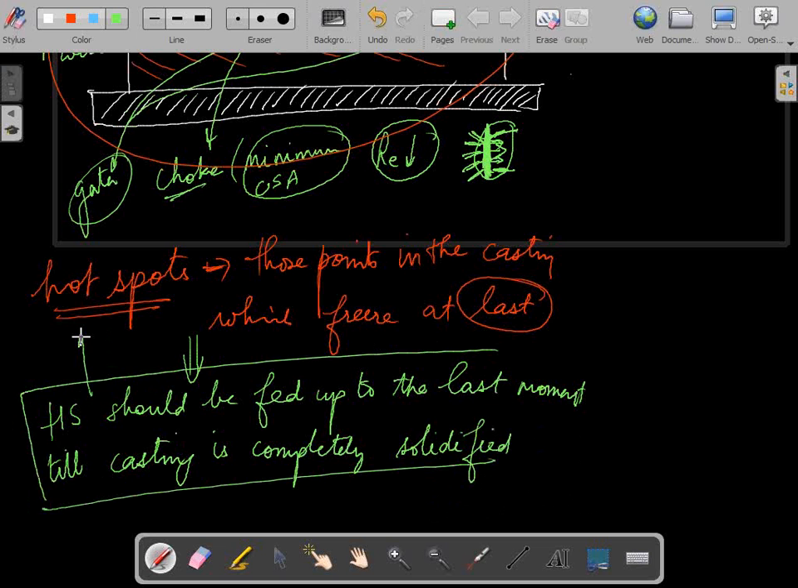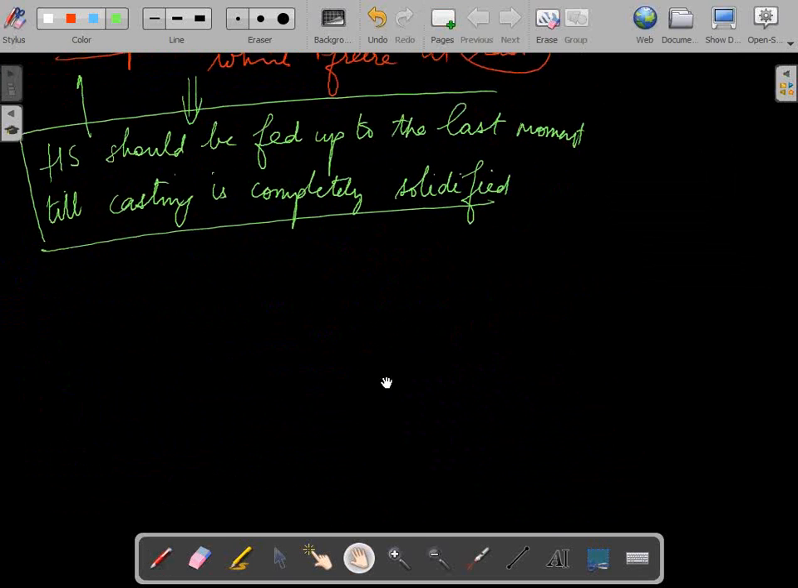Because these are the things which are solidifying at the last. Why? We'll come to that when we study the riser design, and this is in correlation with the solidification process. The solidification starts from the outer walls of the mold towards the center. We'll come to that when we do that. Just remember this for the moment.